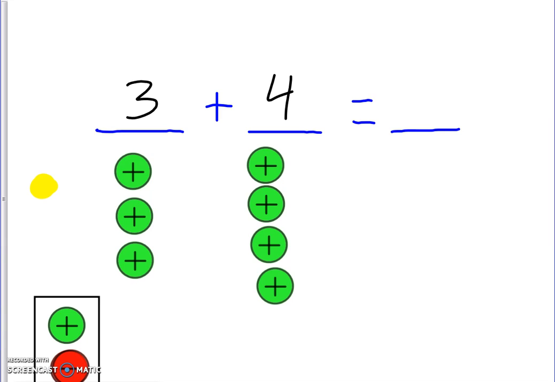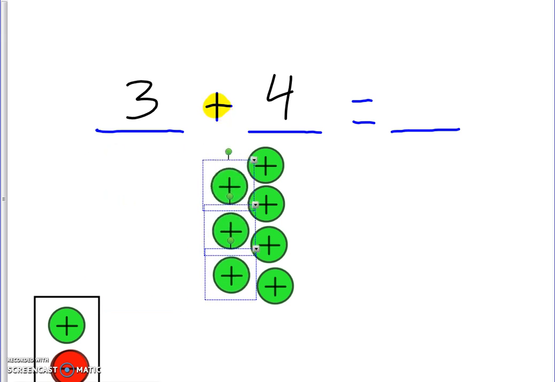So what I've got is a positive 3 plus a positive 4. And as we know, addition means combine. So I'm going to build 3 positives by making 3 green chips, 3 positives. Now I'm going to build a positive 4 using 4 green chips, 4 positives. And when I add them together, that means I combine and smash them together like this.